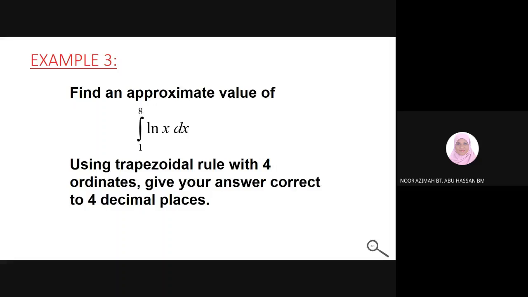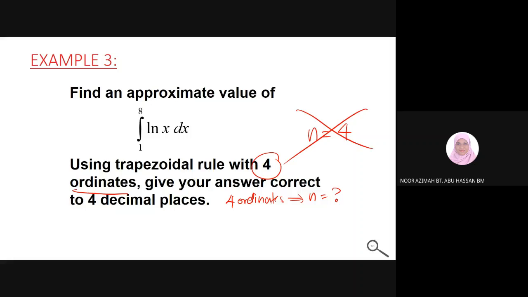Find an approximate value of ln A, using trapezoidal rule with 4 ordinate. Okay, 4 ordinate. 4 ordinate berapa straight? 4 ordinate meaning that n-nya berapa? Berapa straight? 4.